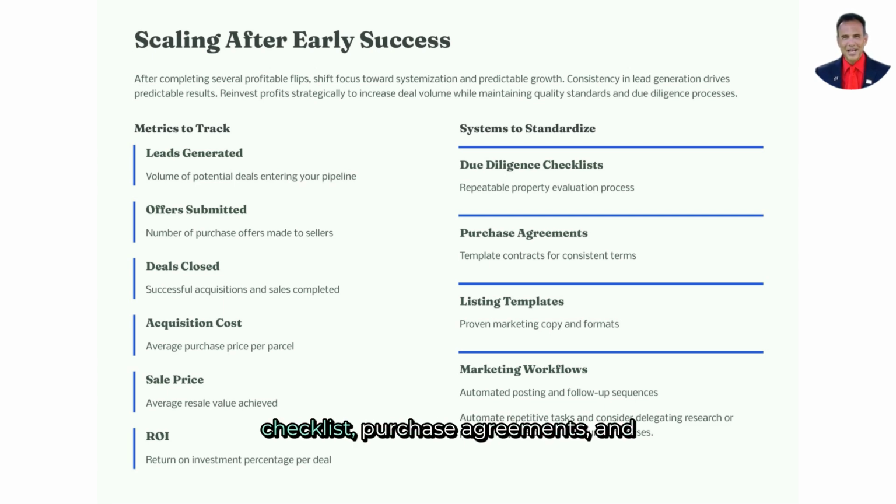Standardize your due diligence checklist, purchase agreements, and listing templates. Create repeatable marketing workflows. As volume increases, consider automating or delegating routine tasks. Scaling successfully means maintaining quality and discipline while increasing consistency and deal flow.